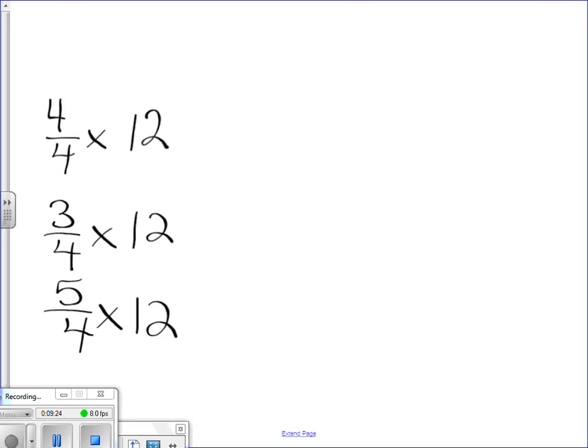4/4 times 12. If we are going to compare this to 12, I'm kind of skipping ahead because we need to do this. If I'm going to compare this to our first factor, because I'm taking a fraction of a number, would this be greater than or less than 12? If I take 4/4 of 12, would this be greater than, less than, or equal to 12?